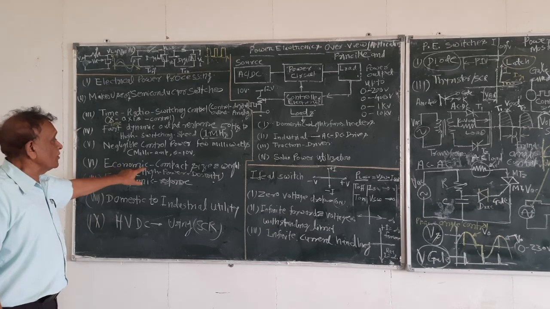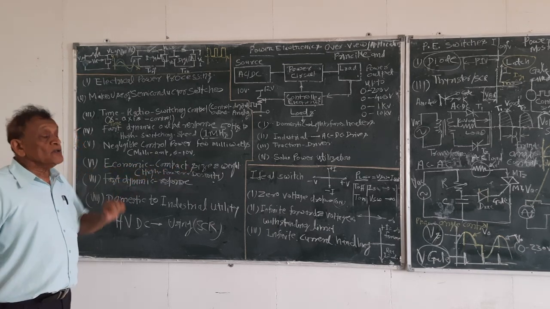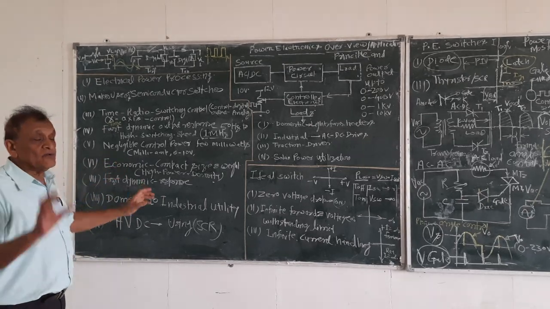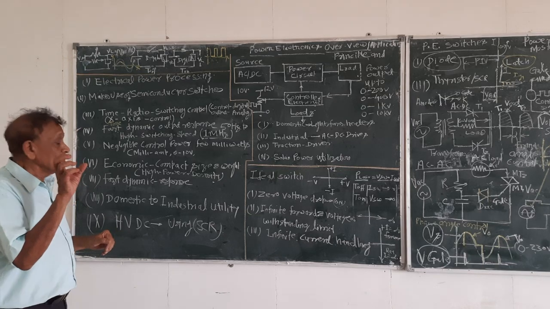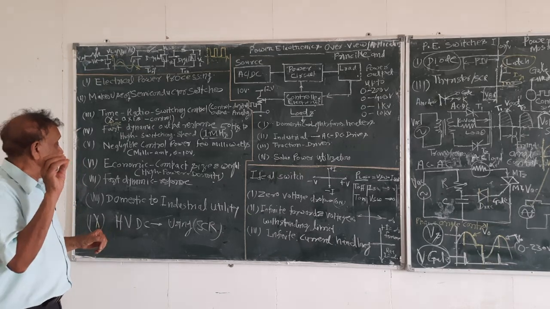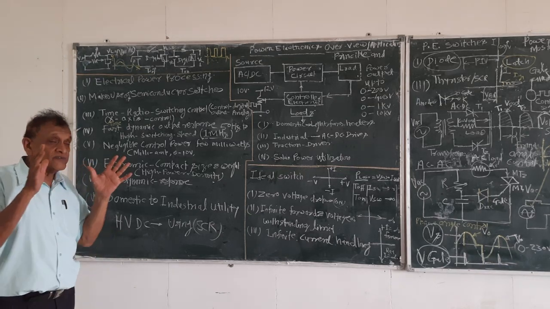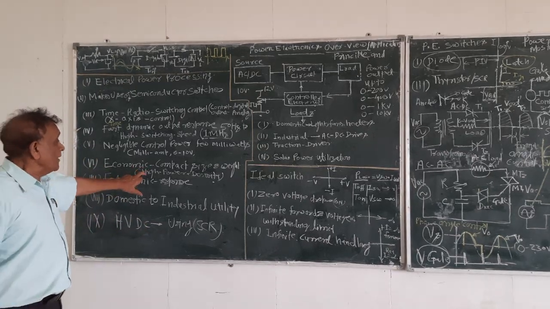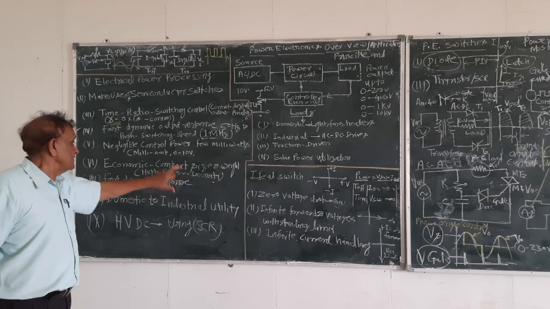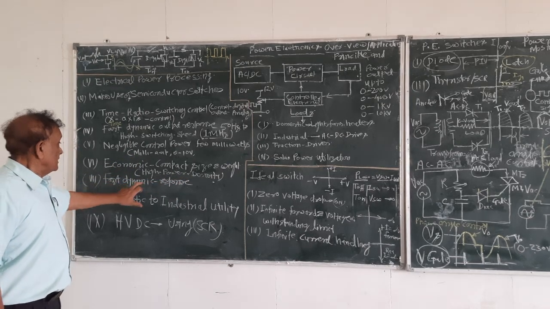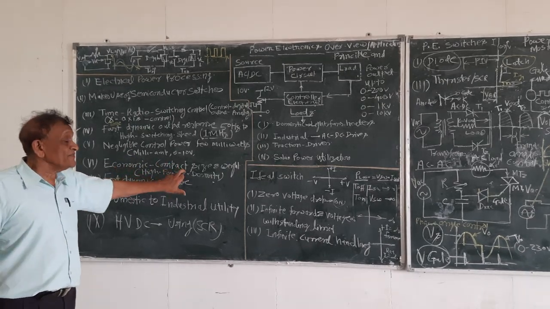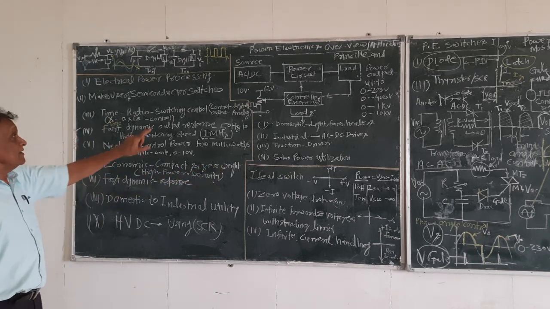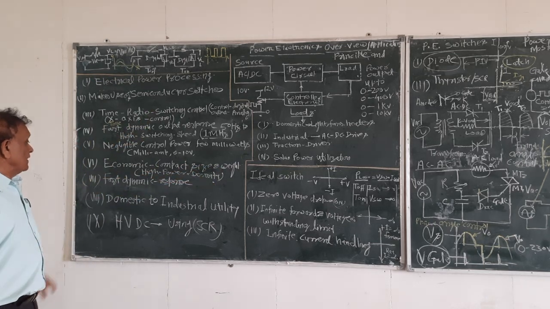Another advantage is that it is economic and compact in size. The gadget which we are making is very economic, having low cost, because it is made with semiconductors. The cost of semiconductors is decreasing day by day. It therefore has high power density, and economic compact size means very small size and less weight. This is another advantage of power semiconductor switches.